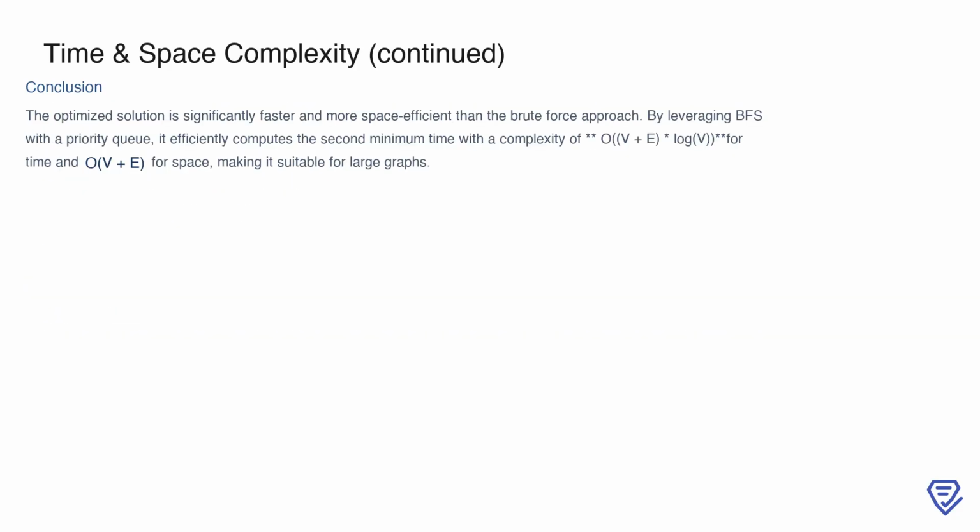In conclusion, the optimized solution demonstrates significant improvements over a brute force approach. By using BFS in combination with a priority queue, the algorithm efficiently computes the second minimum time to reach the destination.